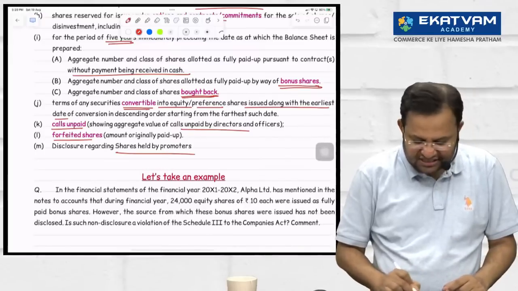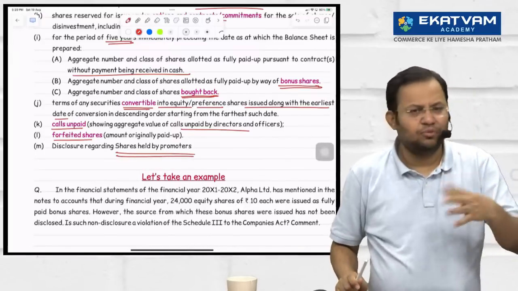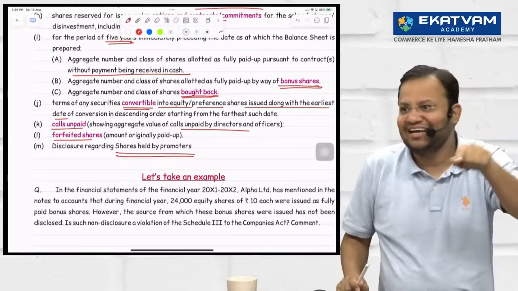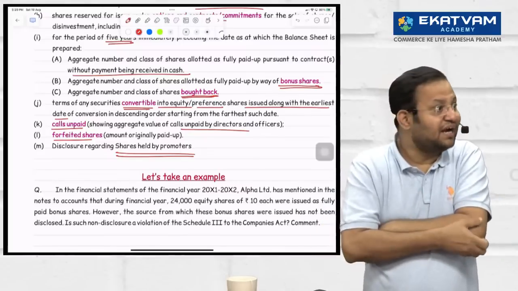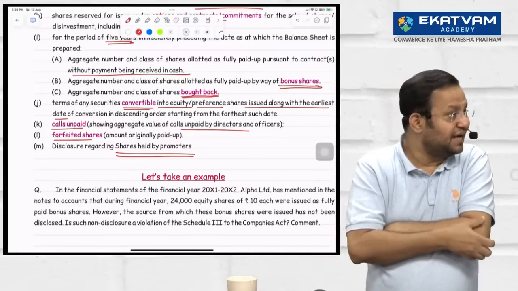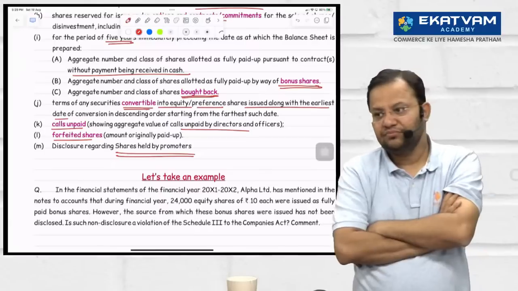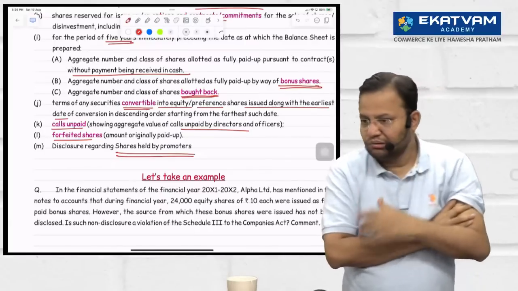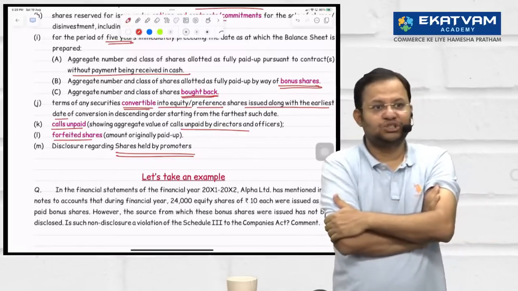Disclosure regarding shares held by promoters. Promoter के all the shares you have to give disclosure. Other than promoter, 5% is a criteria. SEBI criteria is 1%, but MCA criteria is 5%. Where do you give all these disclosures? Notes to accounts. So अब तक क्या सीखा बच्चों हमने?